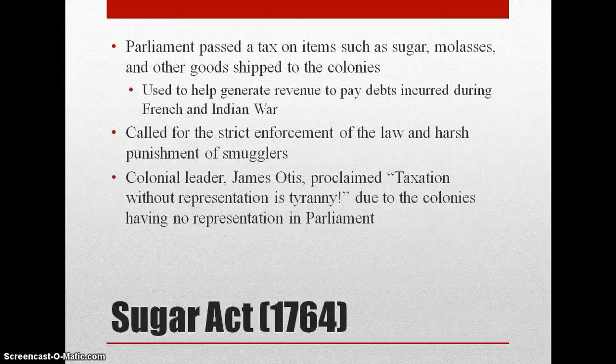Okay, Parliament is going to pass a tax on items like sugar, molasses, and other goods shipped into the colonies. This is called the Sugar Act. It is used to help generate revenue, again, to pay for debts because of the French and Indian War. This calls for strict enforcement of the law, harsh punishment for smugglers. One of your colonial leaders, James Otis, is going to proclaim no taxation without representation is tyranny, due to the colonies having no representation in Parliament.